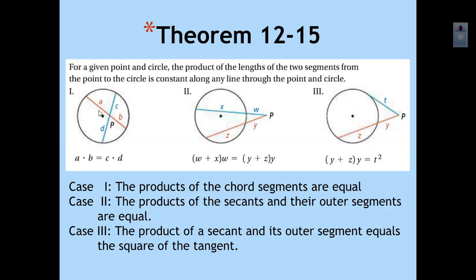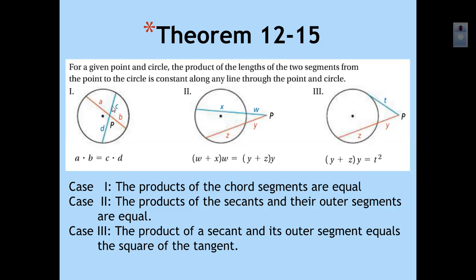The first case is where we have two chords that intersect inside the circle. Case 2 is where we have two secants that meet outside the circle and go through the circle, so their point of intersection is outside the circle. And the third one is where we have a tangent and a secant that intersect outside the circle. And so the formulas are this.